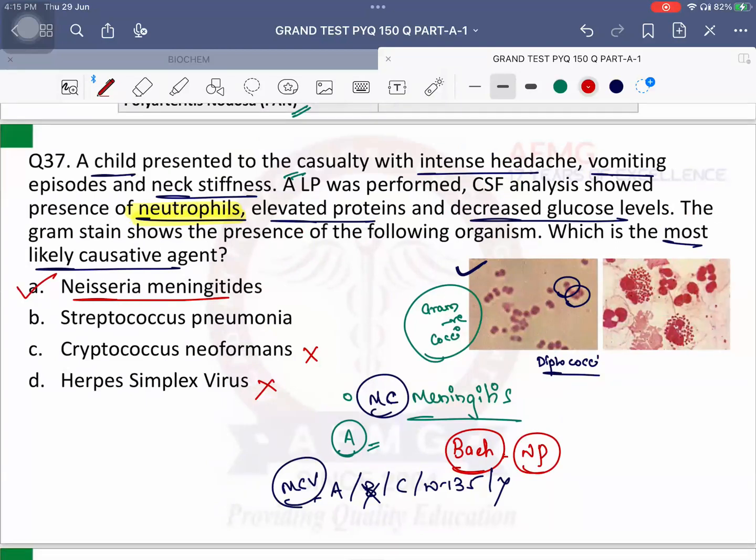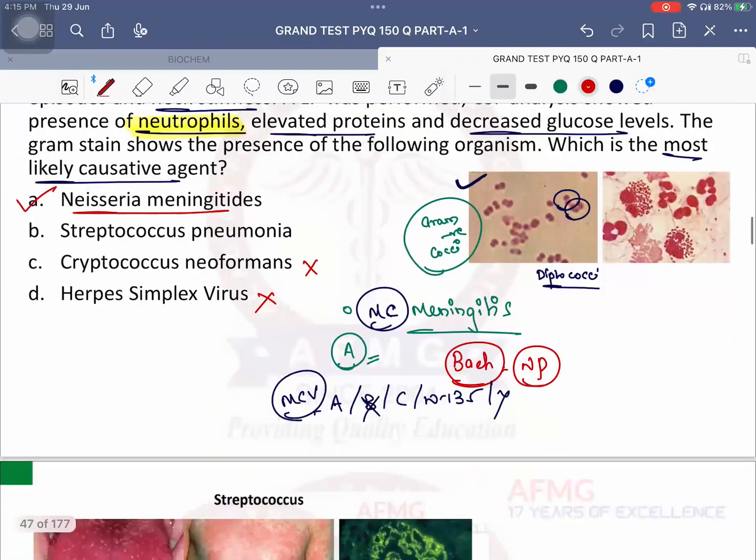Streptococcus pneumoniae, though it is the most common cause of, sorry, it is the most common cause of meningitis, not only in children but also in adults. Okay, but over here we are seeing diplococci. Streptococcus is a chain of cocci, guys. Okay, so that's the basic important. And Streptococcus pneumoniae is gram positive, not gram negative. Okay, so that's the reason why I can easily rule it out.